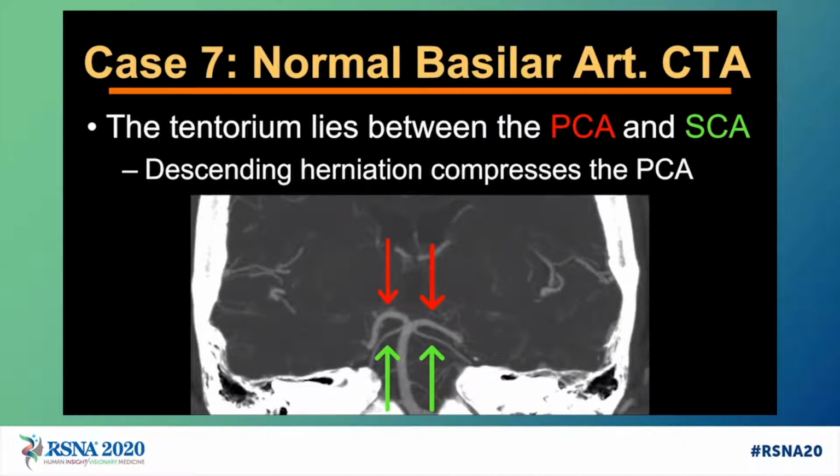So, in a descending herniation where the brain is being pushed downward through the tentorial incisura, you can see how the posterior cerebral artery would be compressed. And in our case, the mass was right-sided, so there was greater compression on the right posterior cerebral artery, which unfortunately resulted in an infarction.